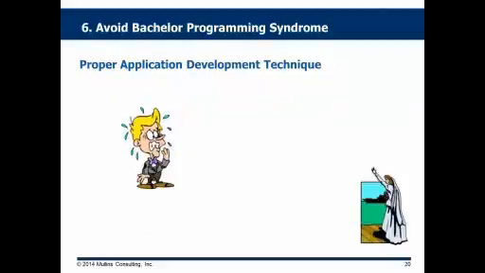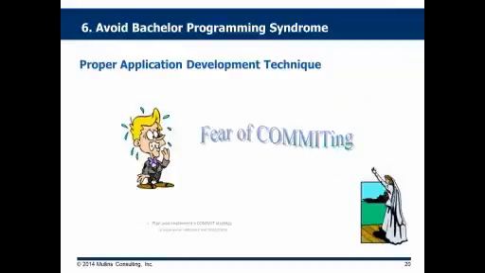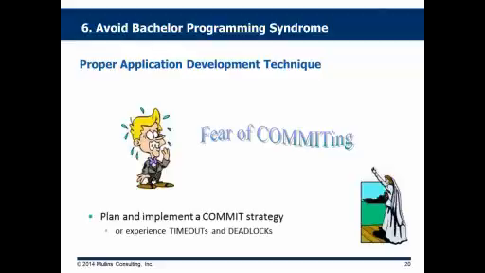Number 6, avoid Bachelor programming syndrome. What's that? That's fear of committing. Every program that modifies DB2 data should implement a commit strategy, meaning after so much time goes by or after so many modifications are done, a commit is issued. If you're not doing this, chances are your program is going to run, but you're going to impact everyone else in the shop trying to access the same data. So you'll wind up getting timeouts and deadlocks, usually not for your program because you're hogging all of the data and keeping the locks, but for other programs trying to access it. So issue commits in your batch programs.